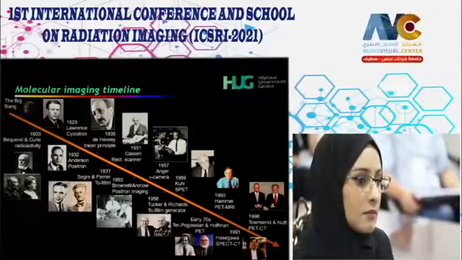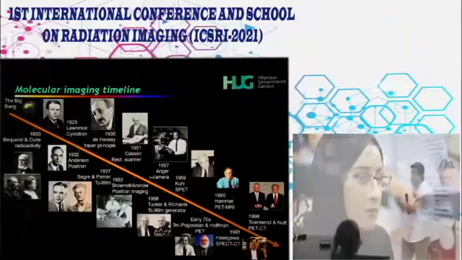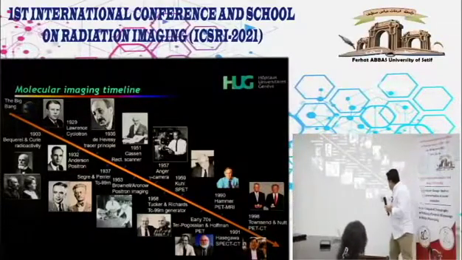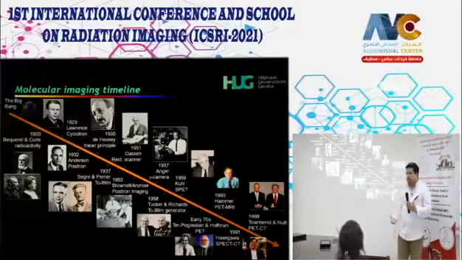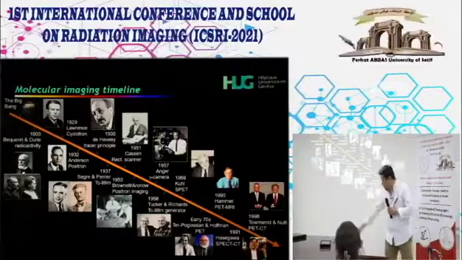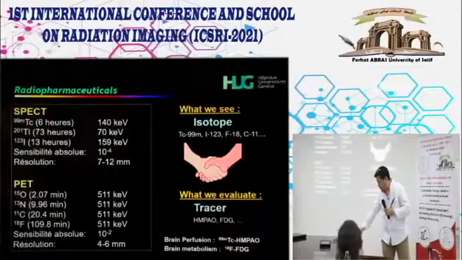And then you've got a bunch of other pioneers, who developed the Anger camera that we're going to discuss later on. Hoffman and Ter-Pogossian, who developed also the concept of positron emission tomography, and then a bunch of other scientists, so probably we will have the chance to talk about them later on.